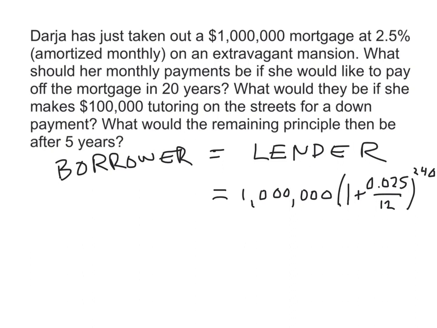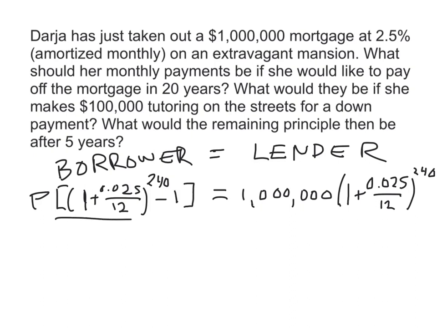From the borrower's point of view, we need to make monthly payments into an account offering 2.5% interest compounded monthly for 240 periods. That's monthly for 20 years. So we're using the annuities formula because we're making regular monthly payments, and what we put in as the borrower needs to match what the lender could have done with that million over this amount of time.